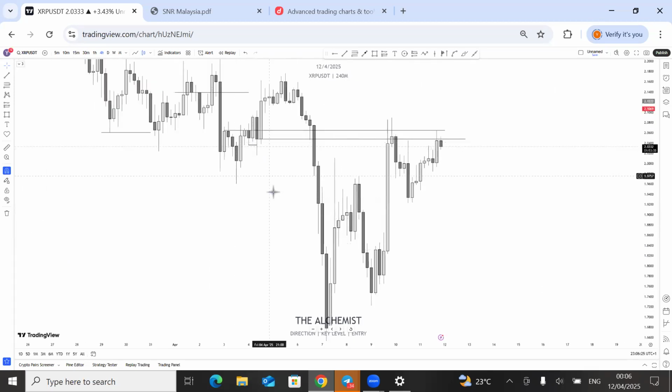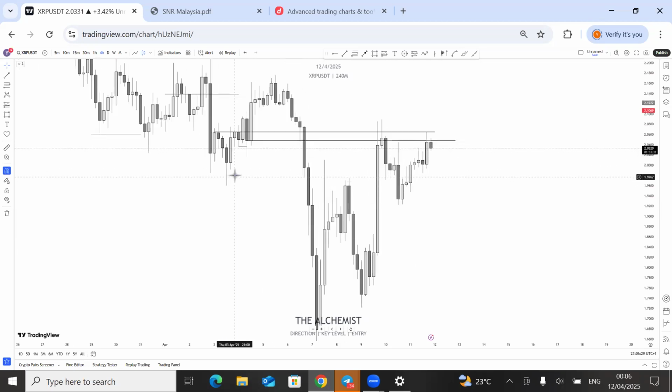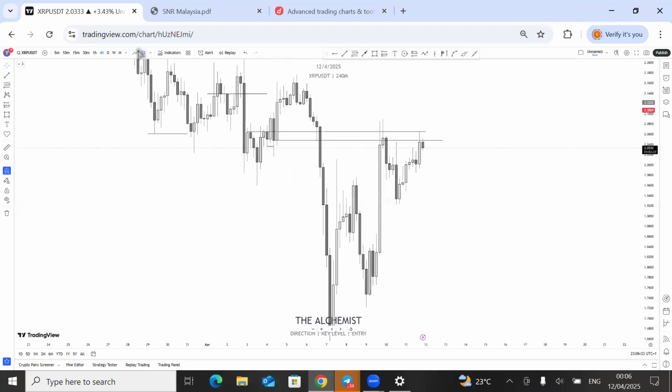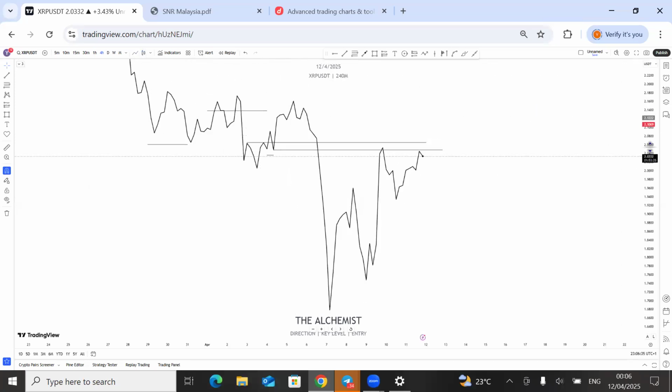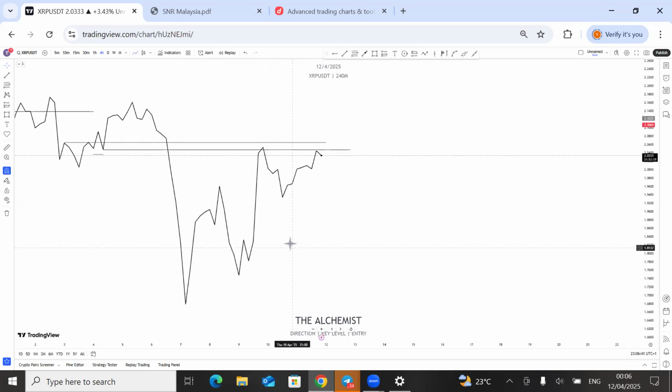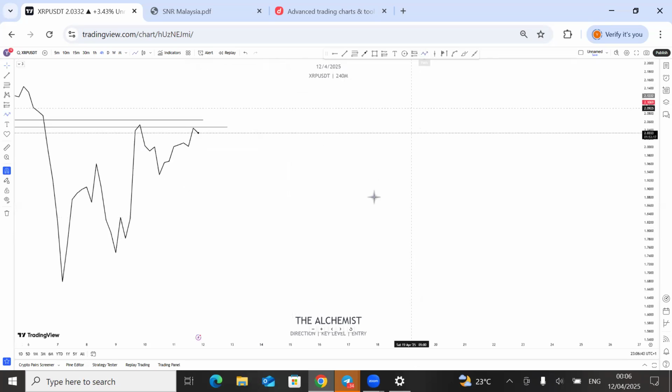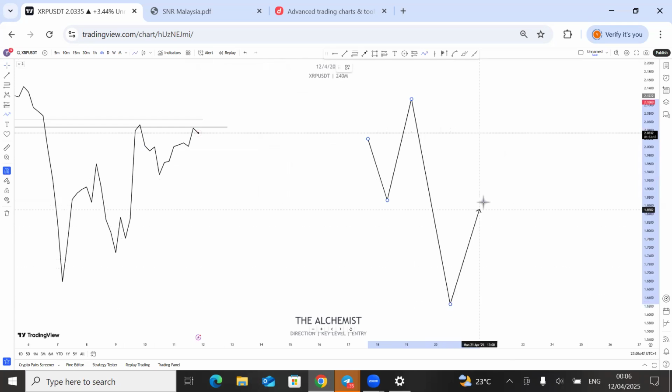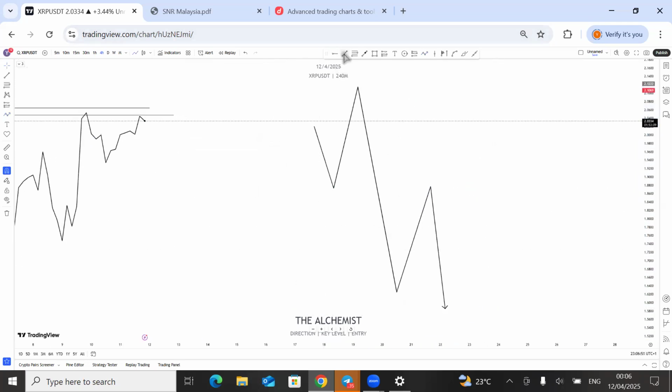Can you see this is just a V shape? This shouldn't really worry you because this is simply breaker blocks. We have price break structure to the downside, then comes back, taps there and goes down. Breaker blocks, you want to always see it like this: it breaks and comes back to it and reacts to the downside.